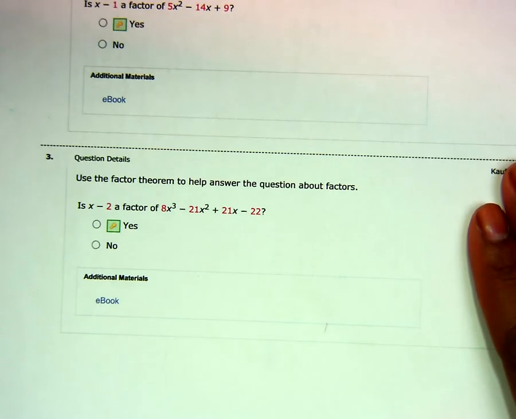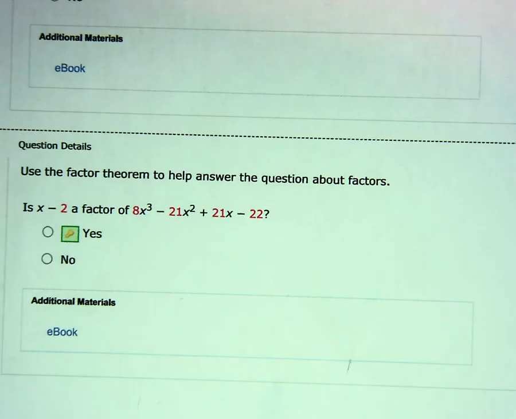So let me go to number 3. Let me zoom in. Now, unlike the previous example, which had a degree of 2, a polynomial with 3 terms, this one right here has 4 terms. So we got 1, 2, 3, 4, and it has a degree of 3. That's your largest exponent. So we can't factor that the same way that we did earlier.